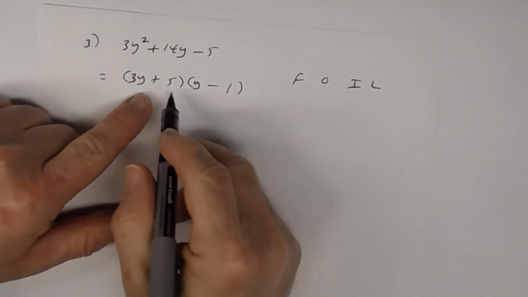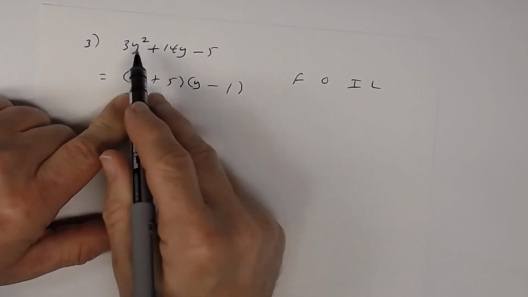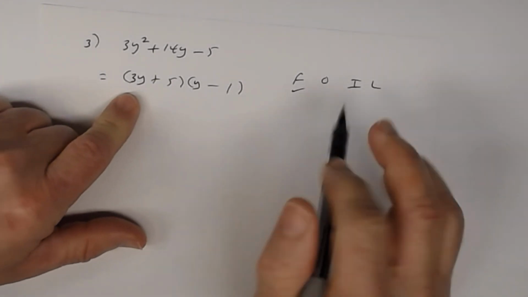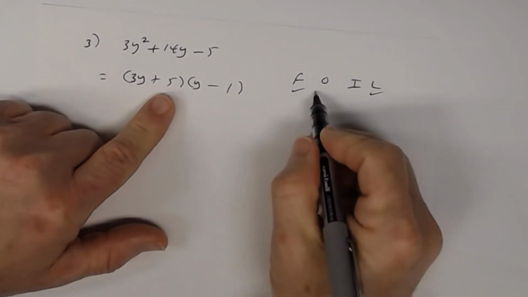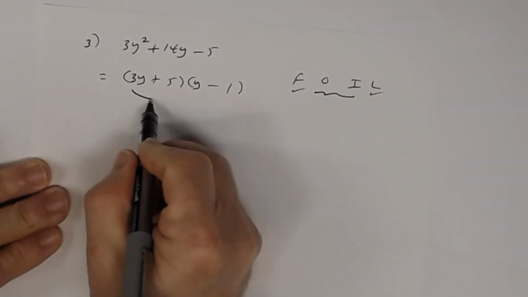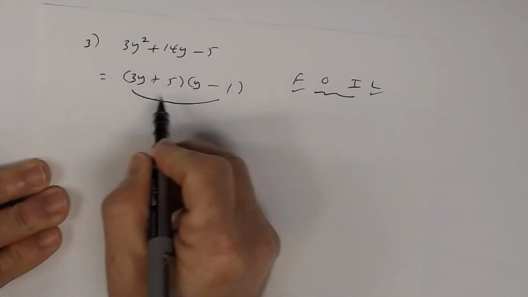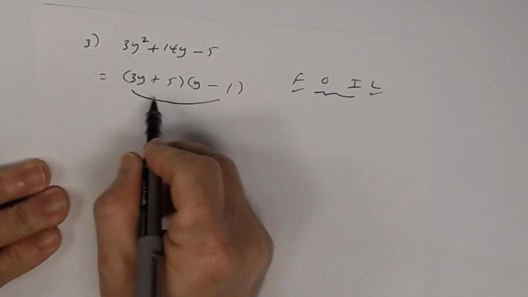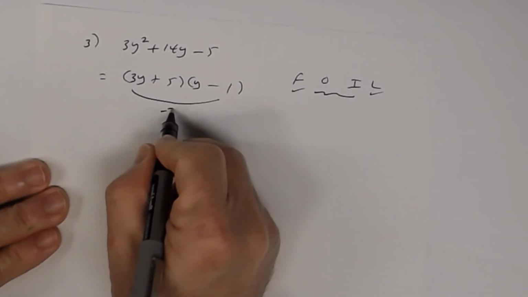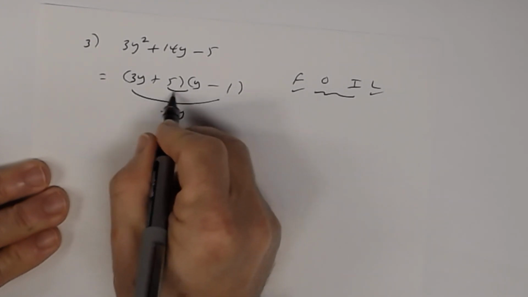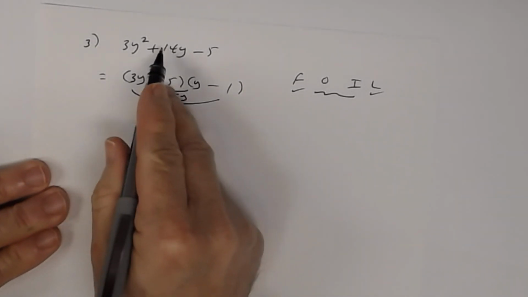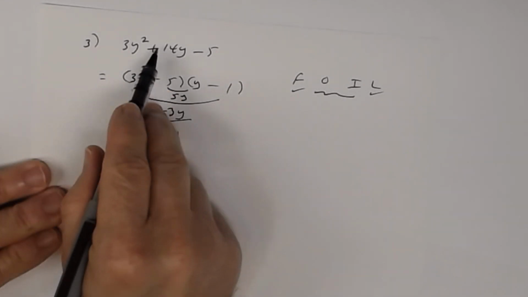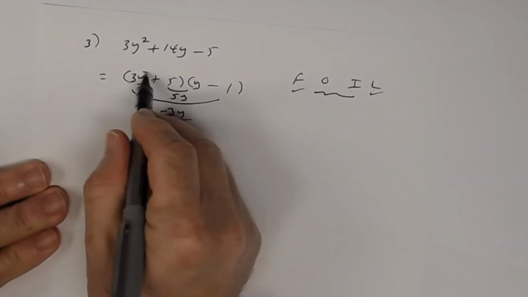Always check. 3y times y is 3y squared. So F is okay. Now let's go to the last. A positive 5 times a negative 1 is a negative 5. So that's good. Now let's do the outer and the inner. The outer, 3y times negative 1 is negative 3y. The inner, 5 times y is 5y. When I add them up, I get 2y, but that's not what I wanted. I wanted my middle term to be 14y. So that did not work.